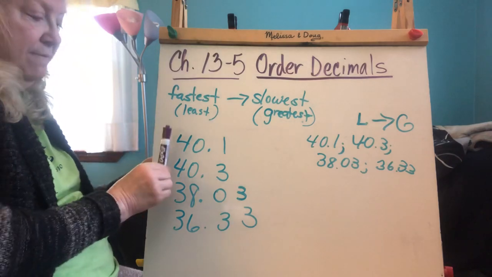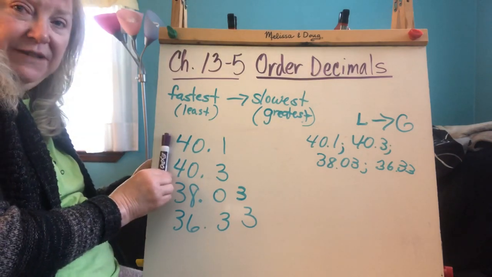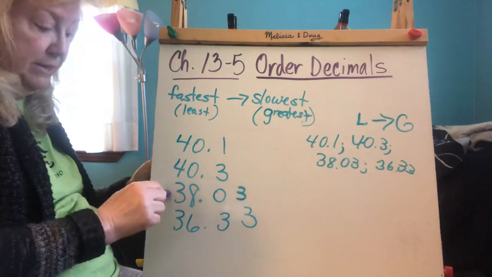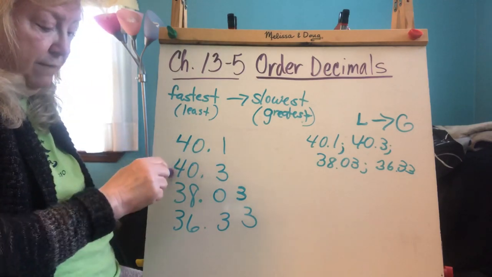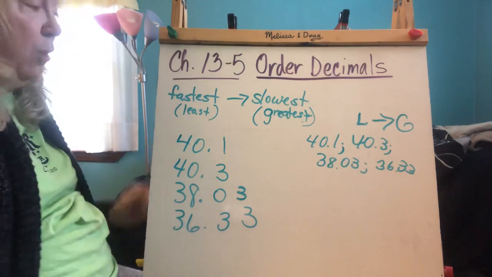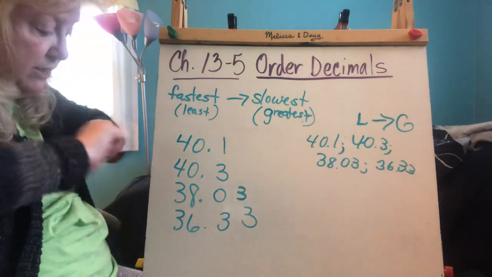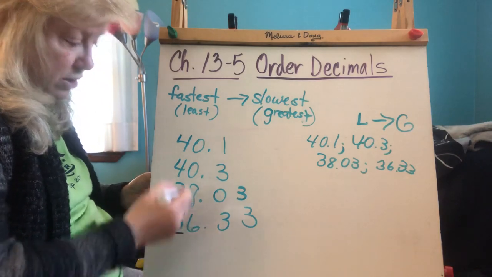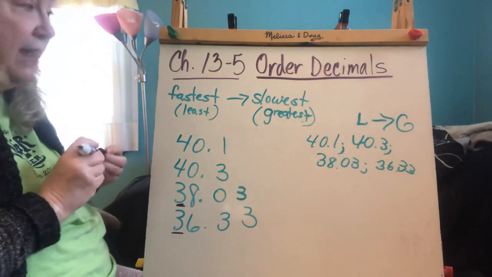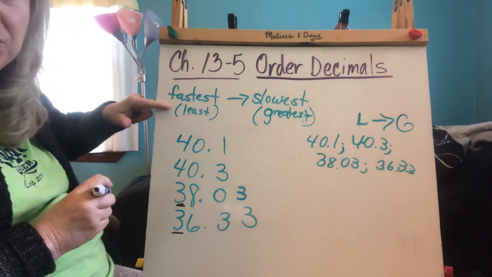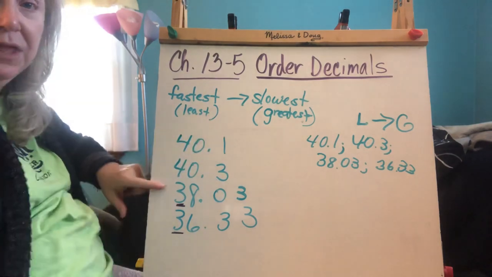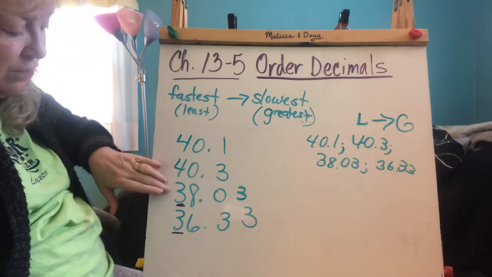I start at my first left-hand column, which will have the greatest value, and I start to compare my digits. I have 4, and I have 4, and I have 3, and I have 3. Well, obviously, these two are smaller than those two. And that's what I'm going for. I'm going for the smallest one first. So it's going to be one of these two. So for now, I'm not even going to think about those top ones. So I've got a 3 and a 3.